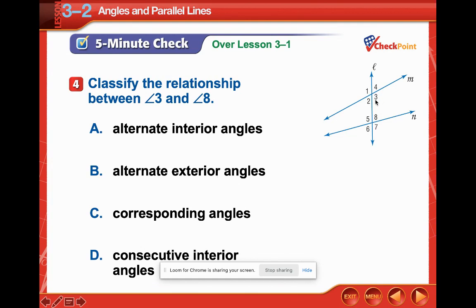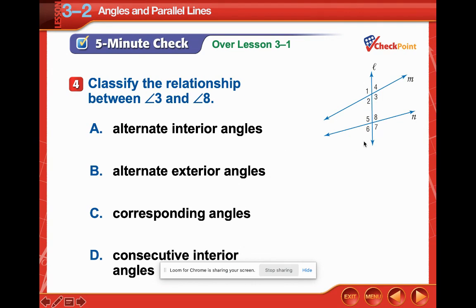Corresponding angles, they are on the same side of the transversal, but unfortunately, 3 is below line M, okay, whereas 8 is above its line N, okay? So you can kind of look at it as well, the 1, 2, 3, 4 intersection. 3 is on the bottom right, and the 5, 6, 7, 8 intersection, 8 is on the top right. Bottom right, top right, they don't match, they're not corresponding.